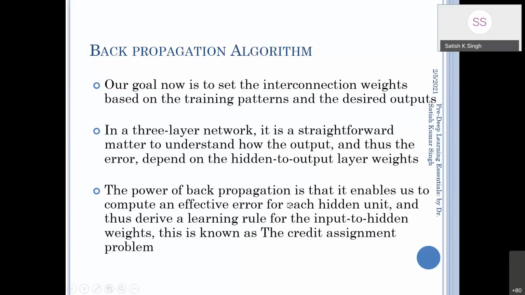The power of back propagation is that it enables us to compute an effective error for each hidden unit, and thus derive a learning rule for input to hidden weights. This is known as the credit assignment problem. In an analogous way, it compares with the ground truth, finds out whether the error is increasing or decreasing, finds the rate, and it is back propagated to tweak the weight W. That's it.